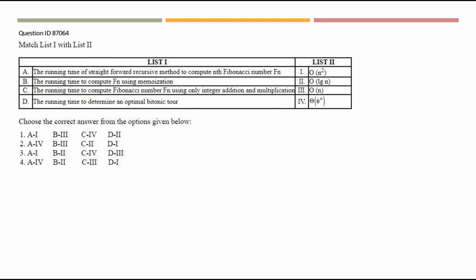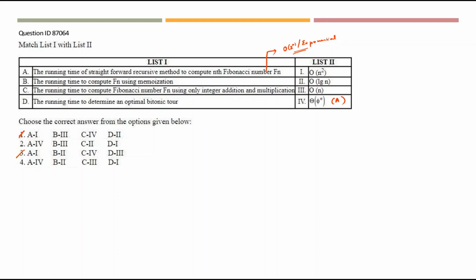The running time of the straightforward recursive method to compute the nth Fibonacci number Fn. When we say something is in the form of recursion, we go with the power of some 2, or we take exponential time. We can mark 5 power n. Option A will be mapping to 4. Option 1 and option 3 are ruled out.